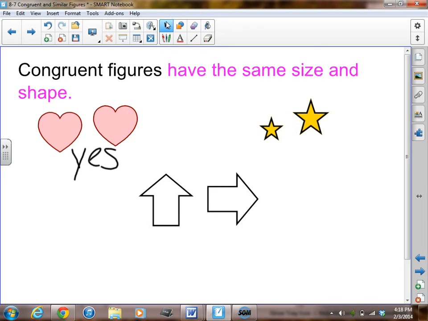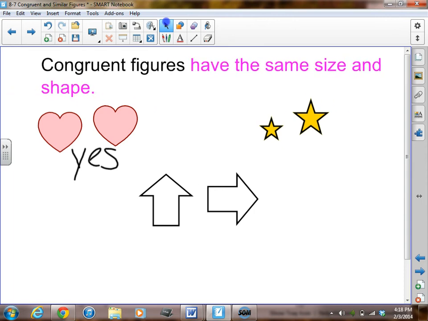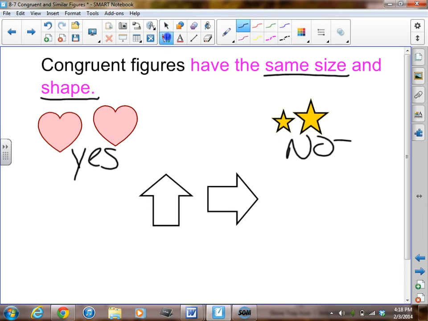Now let's look at the stars. The stars, they're the same shape, but let's see the definition of congruent figures, they say the same size and shape. So let's see here. We have star. This one is much smaller than the other star. So therefore they are not congruent.